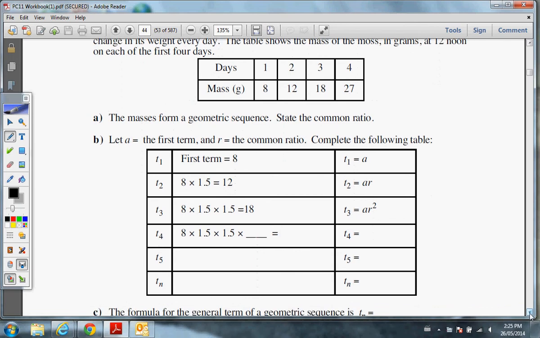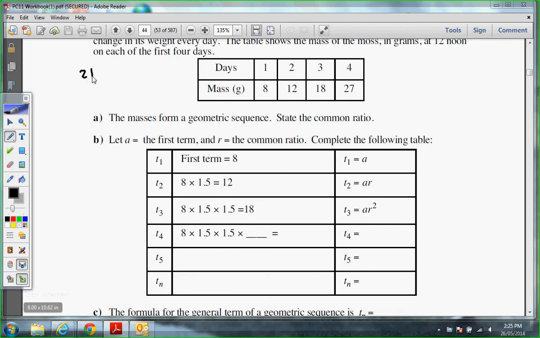State the common ratio. So 12 over 8 is what I want to do here. 12 over 8, I get 3 over 2. 18 over 12, I get 3 over 2. So the common ratio is 3/2. Let A be the first term and R the common ratio; complete the following table. So the first term is 8, T1 equals A.